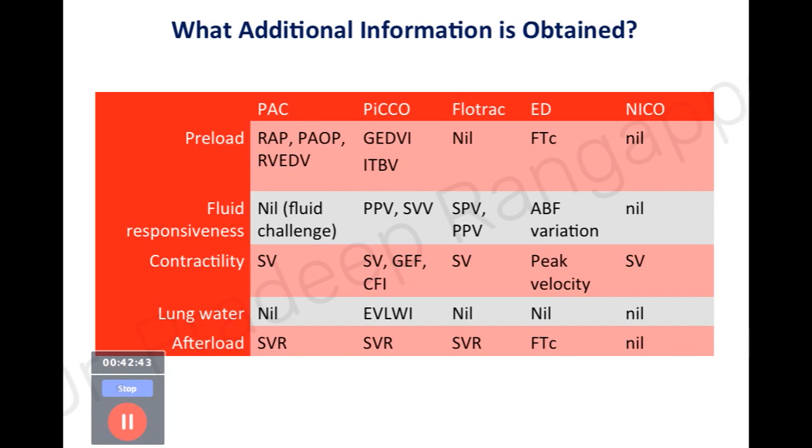So again, here it does not give you any indices on right atrial pressure, or anything to do with the right atrium. It only gives systolic pressure variation and pulse pressure variation. It can give you an estimate of stroke volume, stroke volume variation and systemic vascular resistance. So this is the esophageal Doppler. As you see, it gives peak velocity and it gives you the stroke volume.